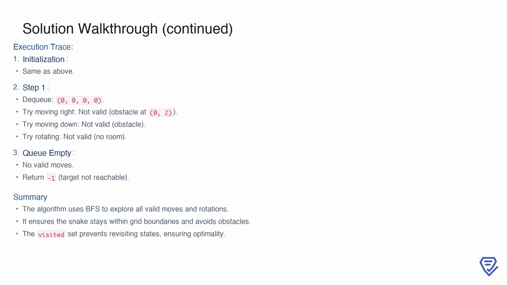With no valid moves available, the queue becomes empty, and the algorithm concludes that the target position cannot be reached. In this case, the output is -1, indicating that no solution exists. This demonstrates how the algorithm efficiently determines when a solution is not possible.